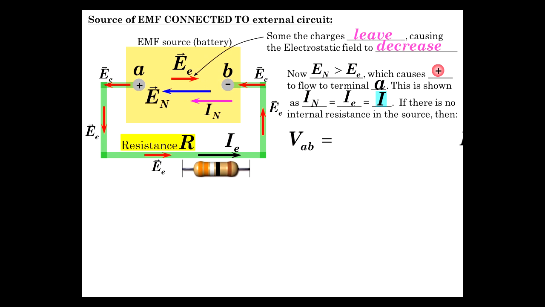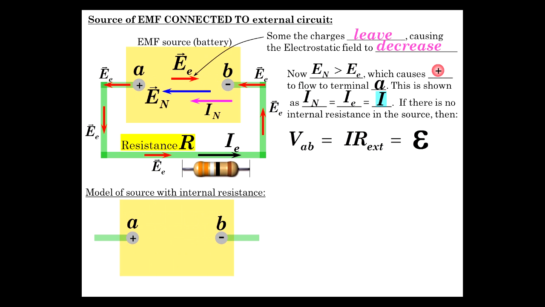So VAB equals I R external. The voltage from here to here is the current times the resistance. So this current, or this current for that matter, times the resistance of the circuit. That's Ohm's law. And that is the EMF. So that's the EMF of the source with no internal resistance, the voltage that's established across these terminals.